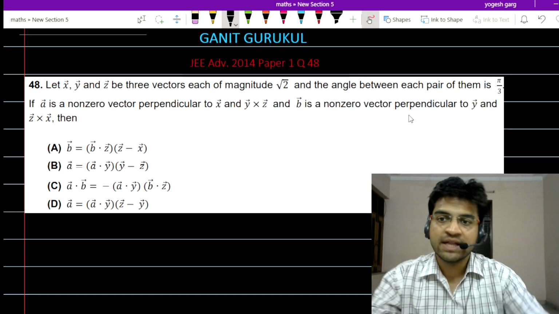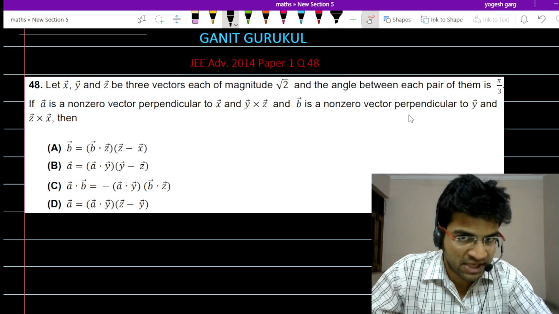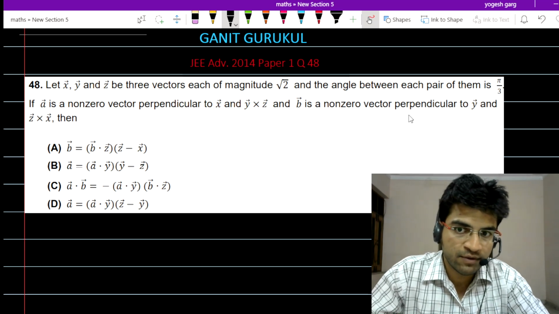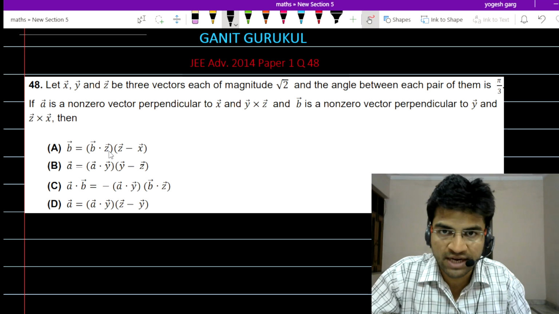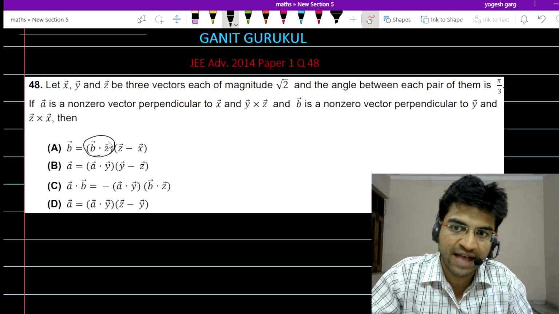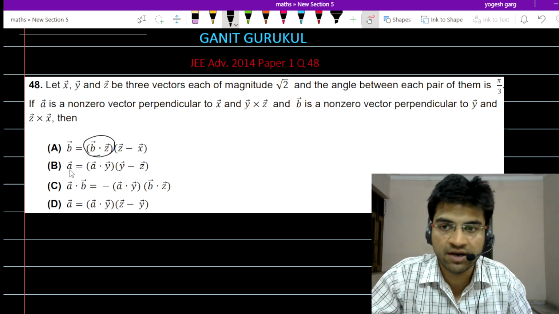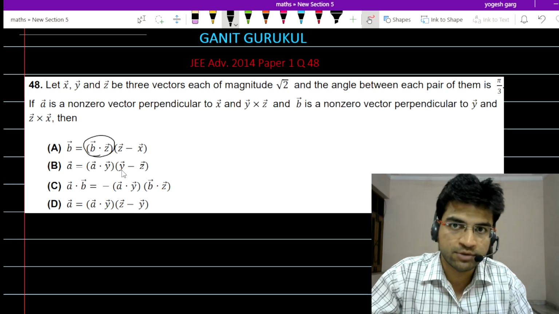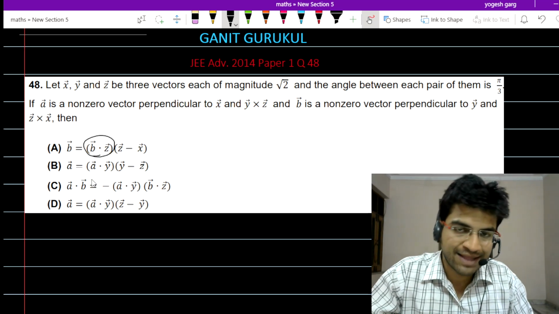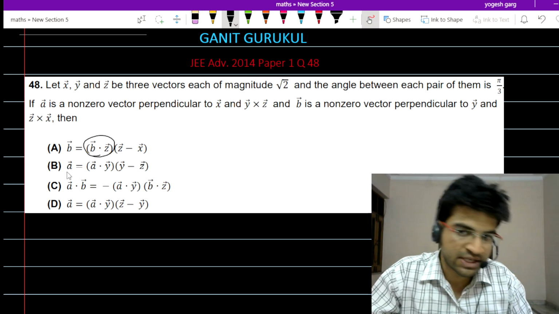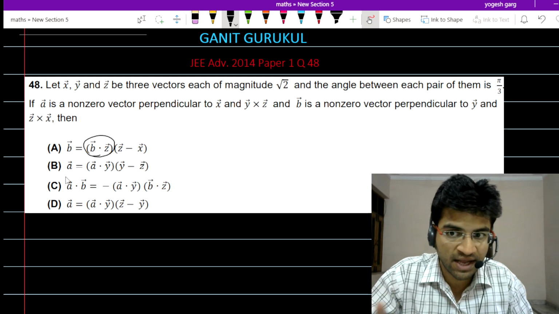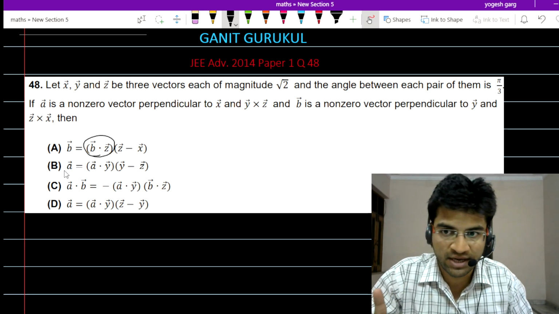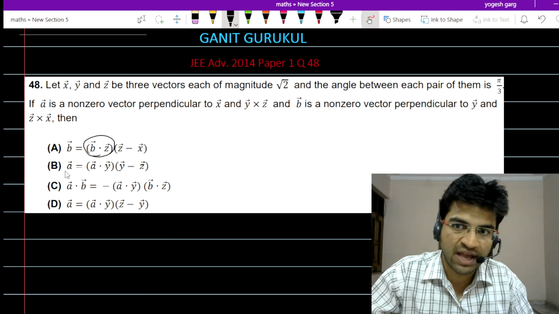Now what you can see, they have written a vector and b vector in terms of these. For example, b vector is equal to b vector dot z vector, so this will be a scalar quantity, into z vector minus x vector. So b vector has been written in terms of z vector minus x vector. Similarly, a vector has been written in terms of y vector minus z vector. And then what you can see very clearly is that out of B and D, only one can be correct, right?